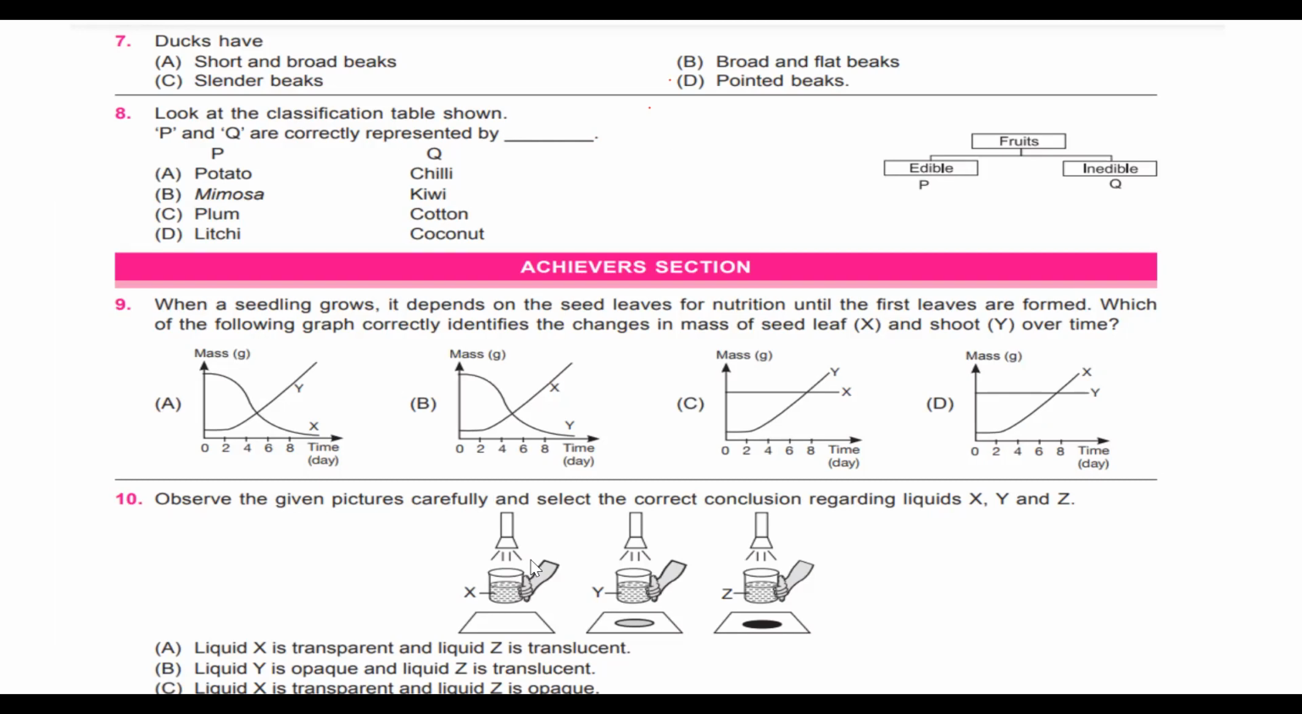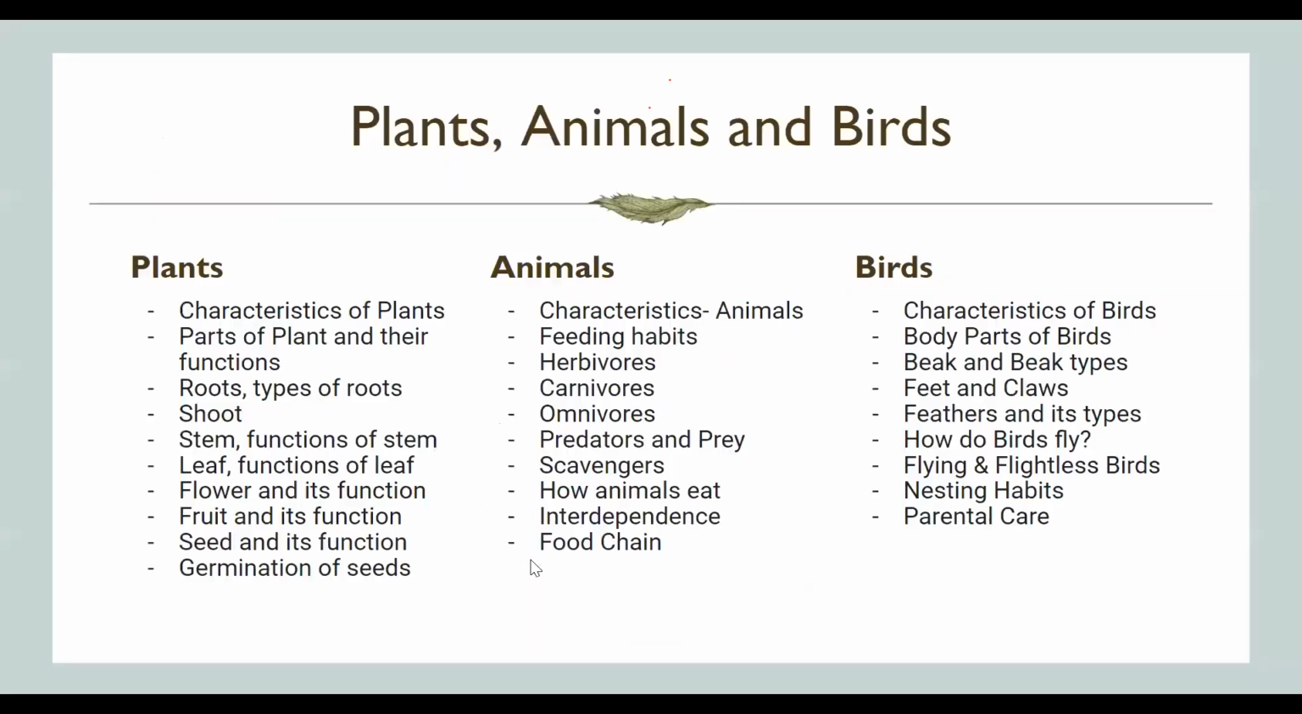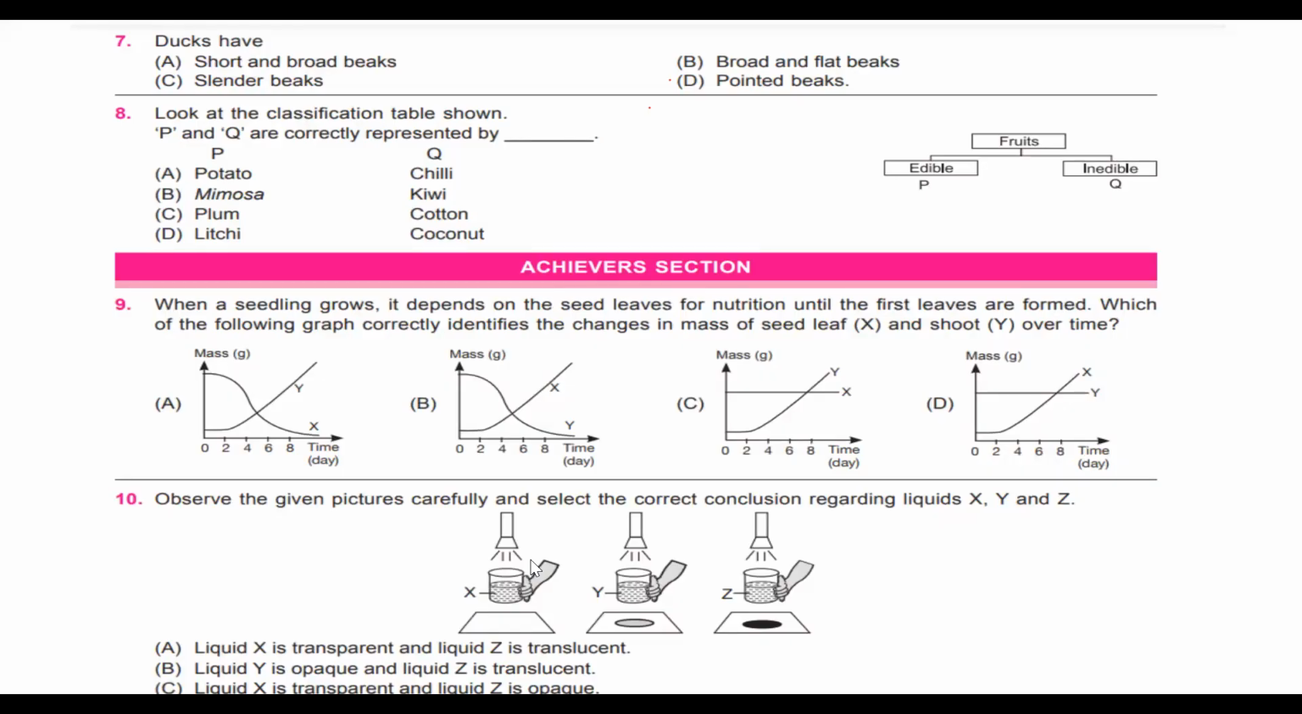Observe the given pictures carefully and select the correct conclusion regarding liquids X, Y, and Z. Liquid X, liquid Y, and liquid Z. See, liquid X: the sheet below is fully visible, so it is transparent. Liquid Y is partially visible, so it is translucent. And the sheet below Z is totally black. That means no light is passing. The above one is a torch. So it is opaque.